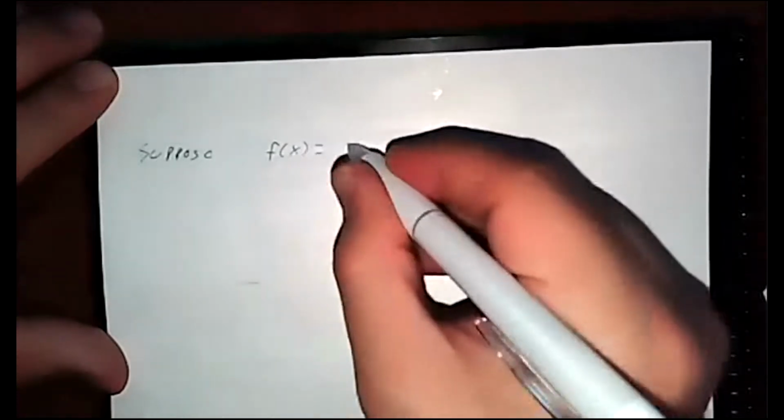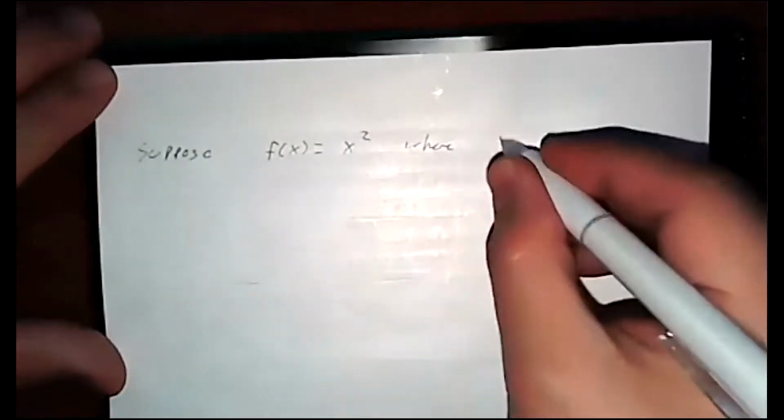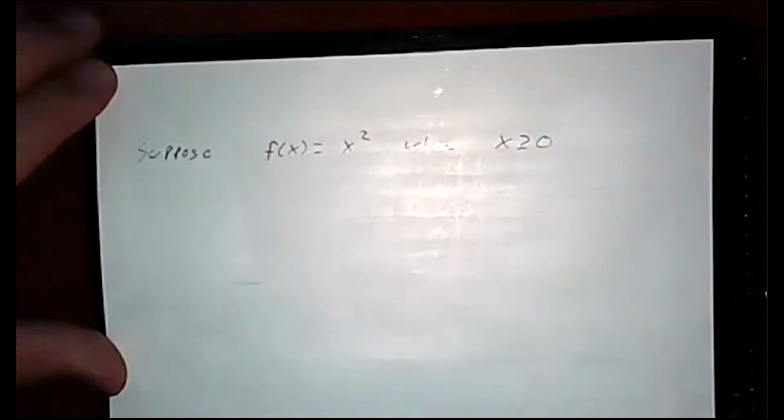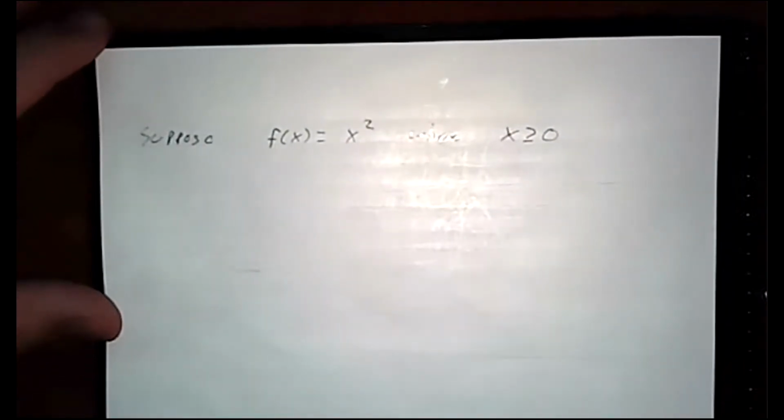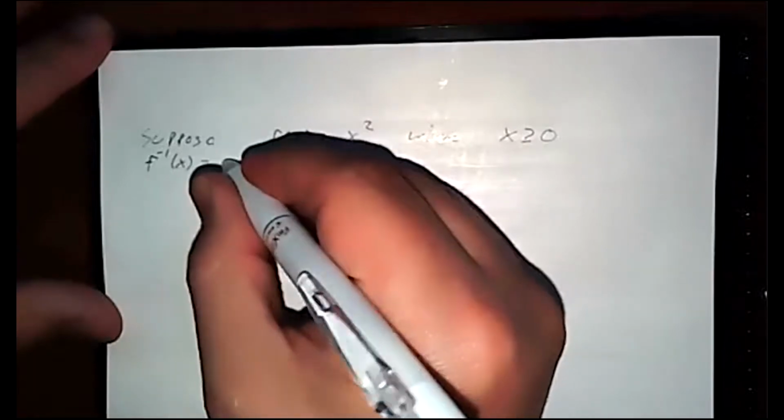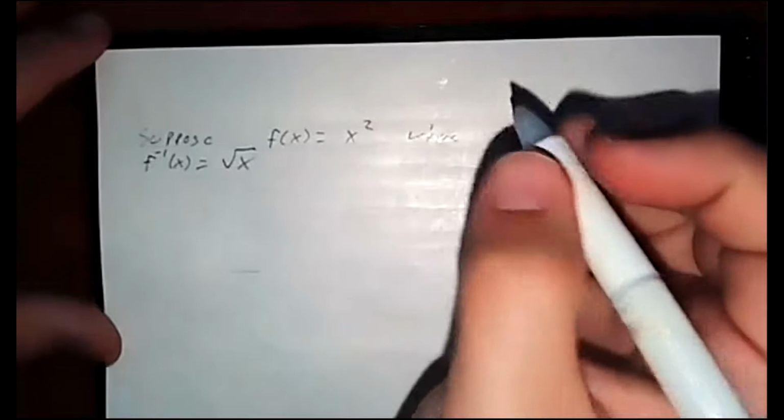Okay, so suppose f of x is equal to x squared, where x is greater than or equal to 0. So I'm restricting it on purpose. So f inverse, we should know that the opposite of squaring is square root. They're inverses of each other.